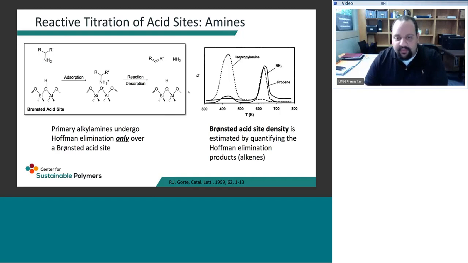We can also then go further and quantify. On the right here, I'm showing you what would happen if you were to saturate the catalyst surface with these primary alkylamines and then ramp up the temperature. You get propene evolving. If you assume that for every propene molecule you see, you had a Bronsted acid site, we can then quantify and determine a Bronsted acid site density through this Hofmann elimination reaction.